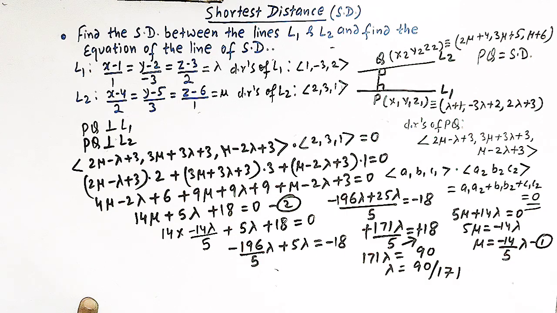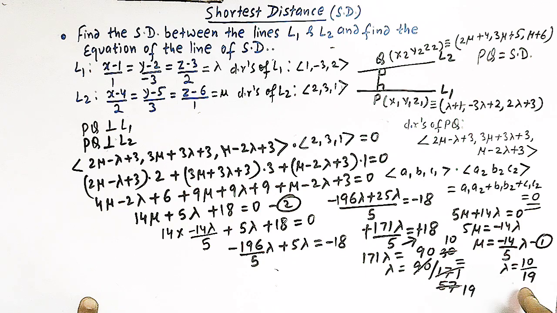171, right? So now here we can simplify it or reduce it to the lowest terms. So we have here 3 times 30, and this is 3 times 5 is 15, and then 7, and here 3 times 10, and this is 3 times 19. So the value of lambda is 10 over 19.